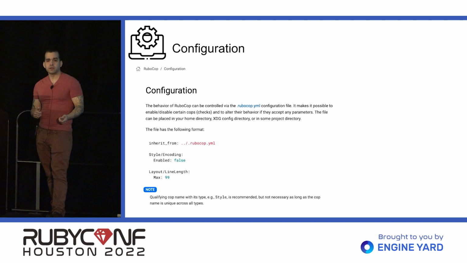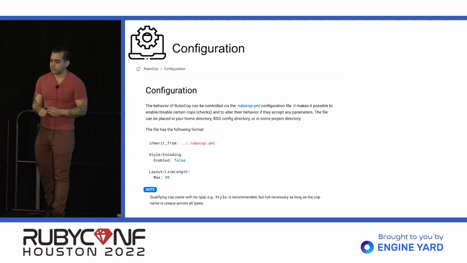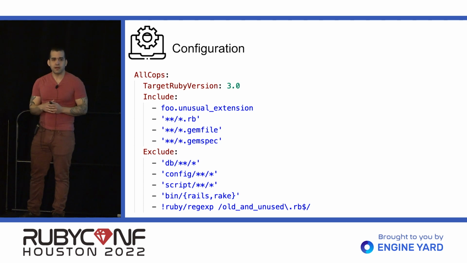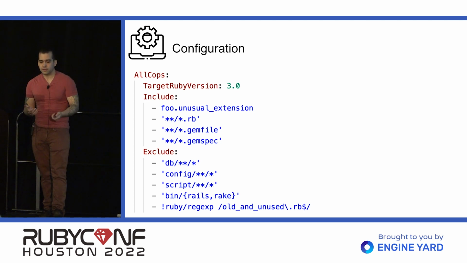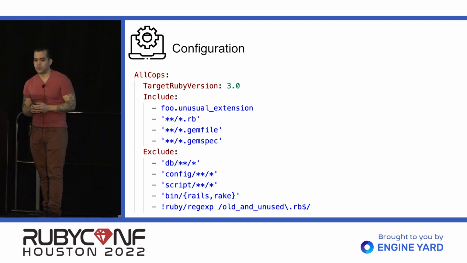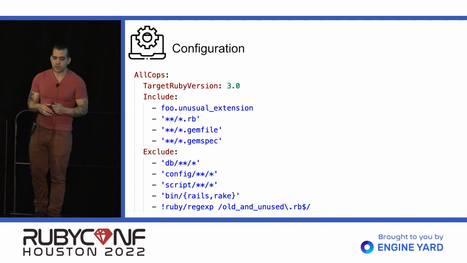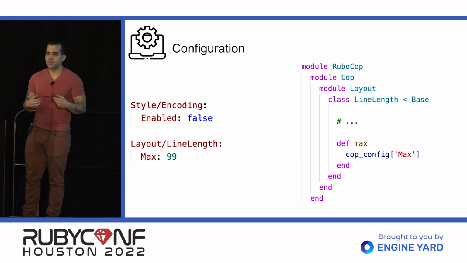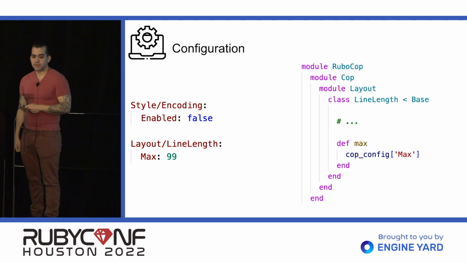They have pretty well documented online about what options are available or not. Effectively, there is a big YAML file where you can give it some options that are provided to all cops, for instance, and you could say which Ruby version you're looking for. Here are some file patterns to include. Here are some patterns to exclude.